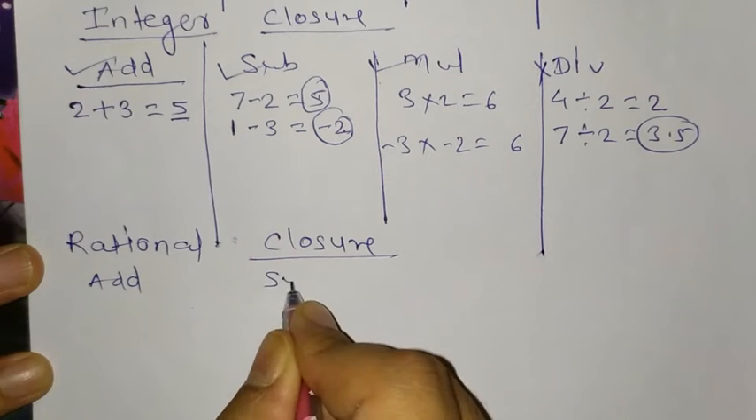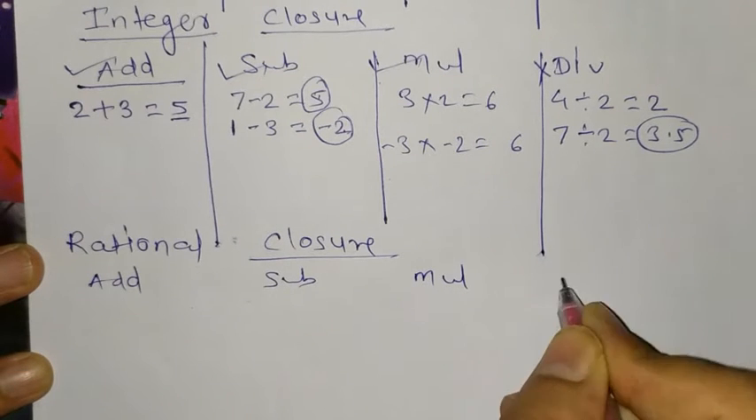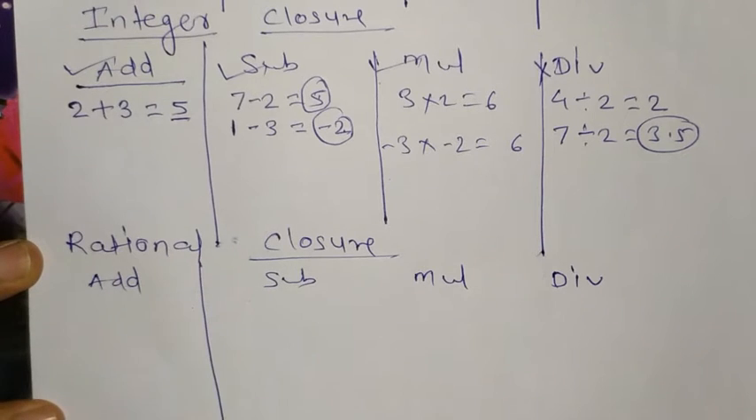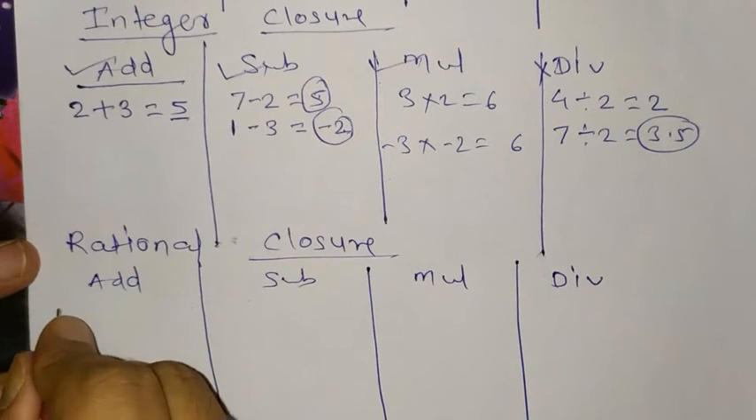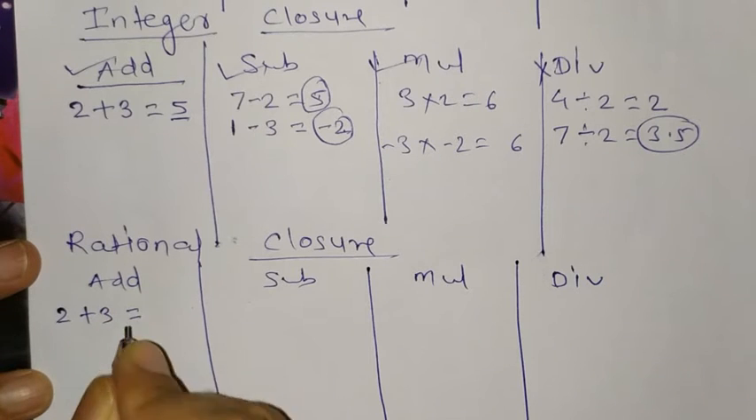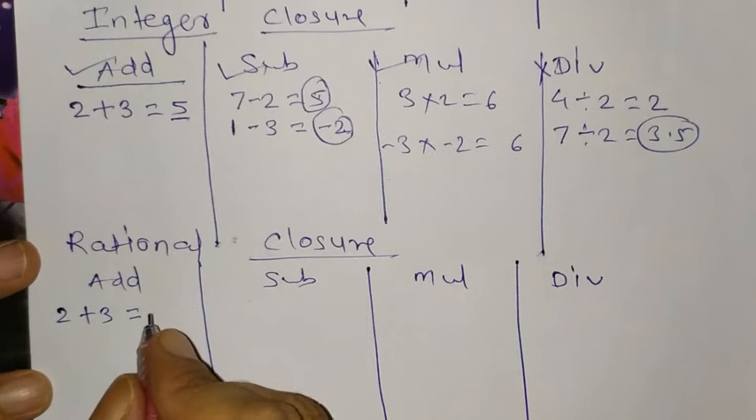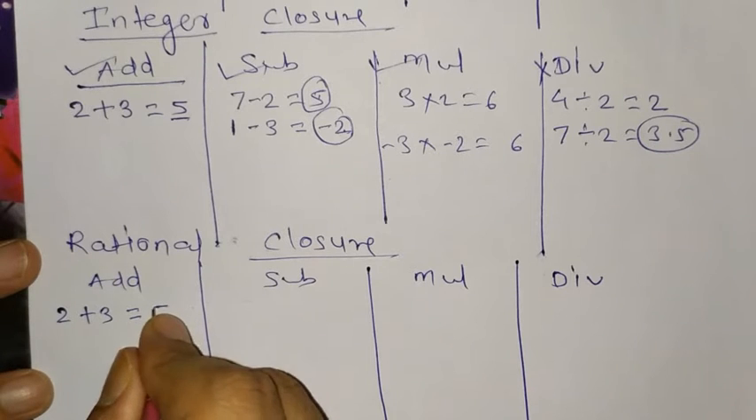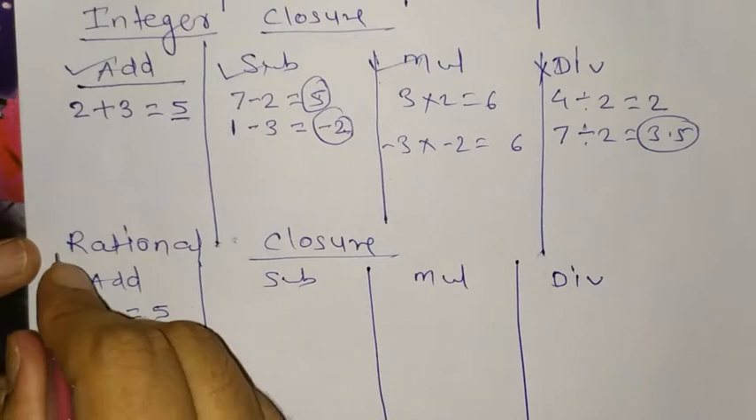As usual, addition, subtraction, multiplication and division, four operations. So in rational numbers, now we will take simple numbers for understanding. 2 plus 3, these are nothing but rational numbers, because as I told you, rational numbers consist of integers, whole numbers, like that. So 5 is also a rational number, so it is satisfied.